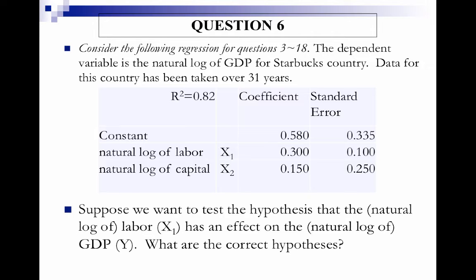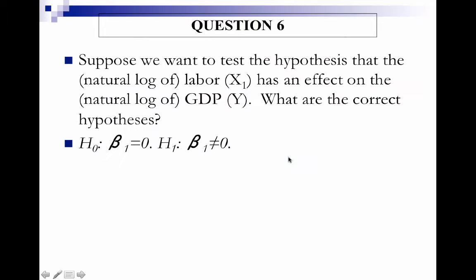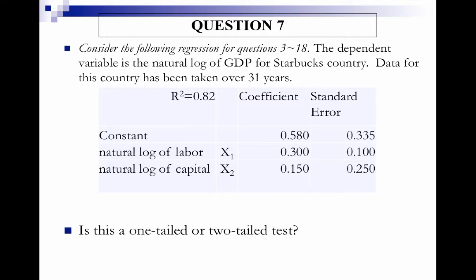All right, suppose we want to test the hypothesis that the natural log of labor has an effect on the natural log of GDP. What are the correct hypotheses? So the null hypothesis would simply be that beta 1 is equal to 0, and the alternative hypothesis is that beta 1 is not equal to 0. And this is clearly because we're looking at a not equal to, and we're not necessarily looking at whether it's positive or negative. It's clearly a two-tailed test.